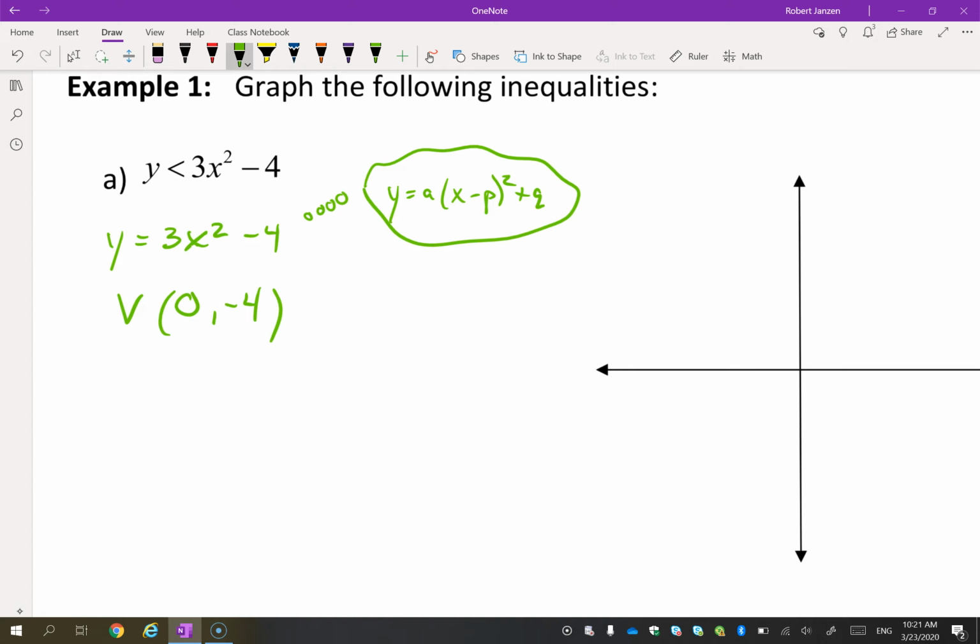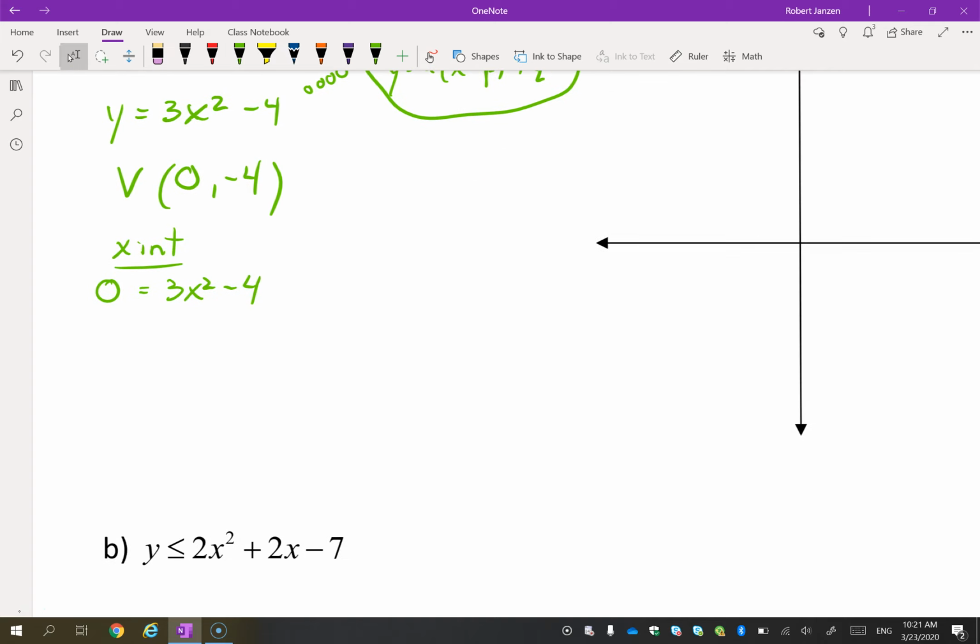Okay. Then we would need our x-intercepts. X-intercepts, you would make y be 0. Okay, and I think the easiest way to do this is to take the 4 over, divide by 3, and then take the square root. And I know I can simplify that a little bit, but I'm not going to worry about it for now.